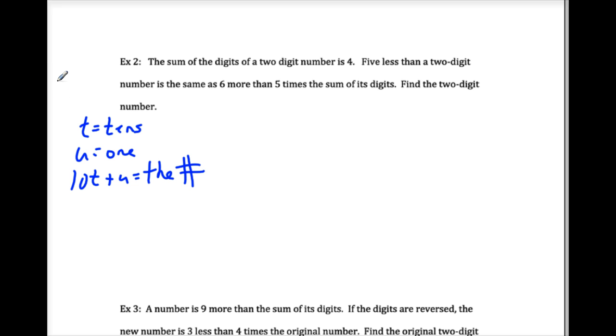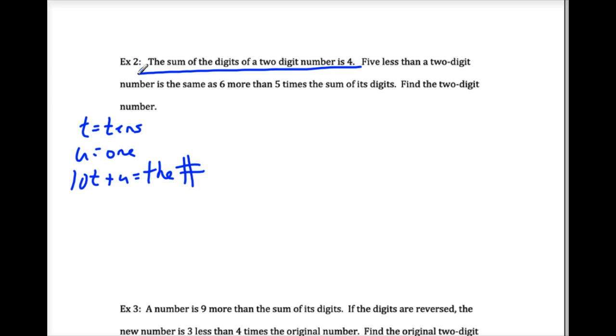Now read the entire problem and ask yourself, does it talk about the digits being reversed anywhere? No. The sum of the digits of a 2-digit number is 4. 5 less than the 2-digit number is the same as 6 more than 5 times the sum of its digits. Find the number. Nothing about reversing, so we don't have to do 10u plus t. All right, now let's write the equations.